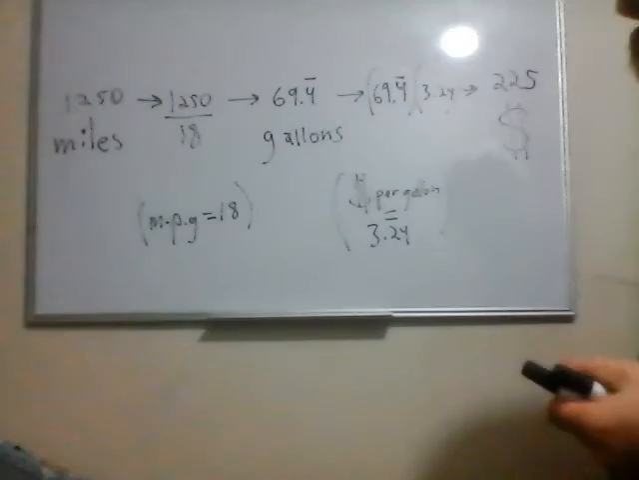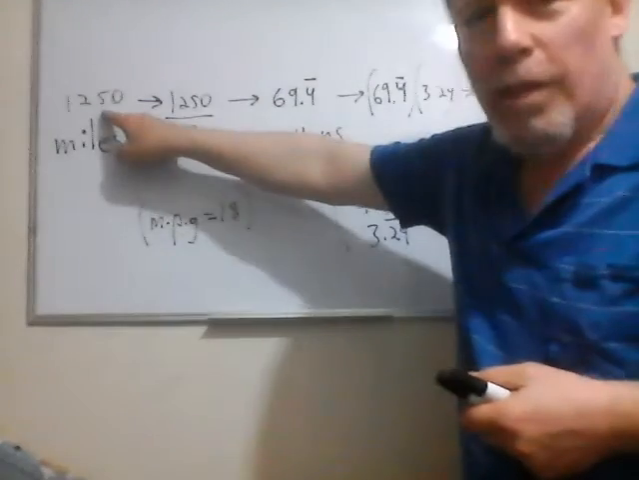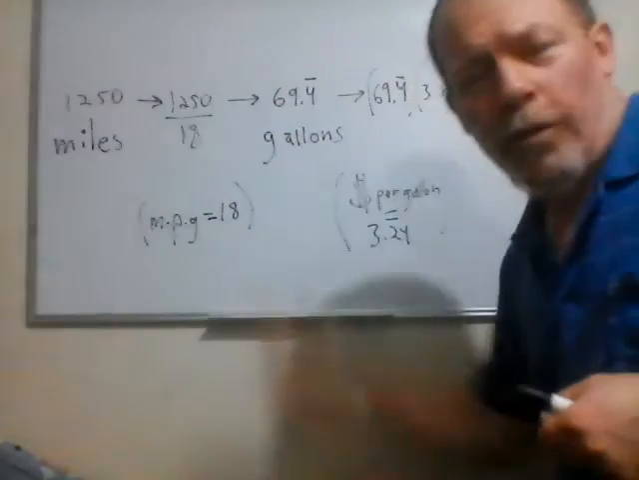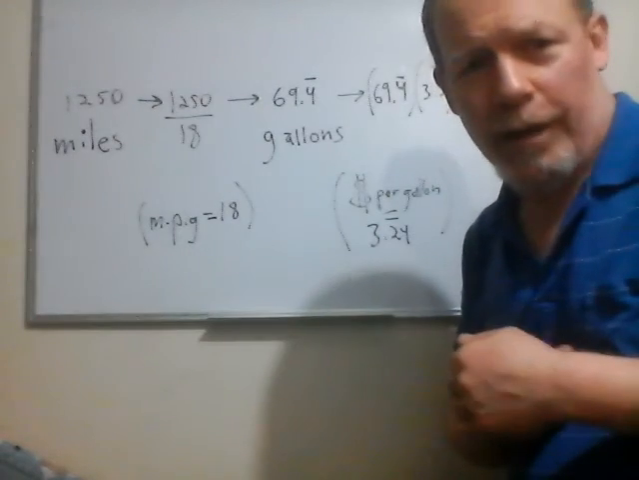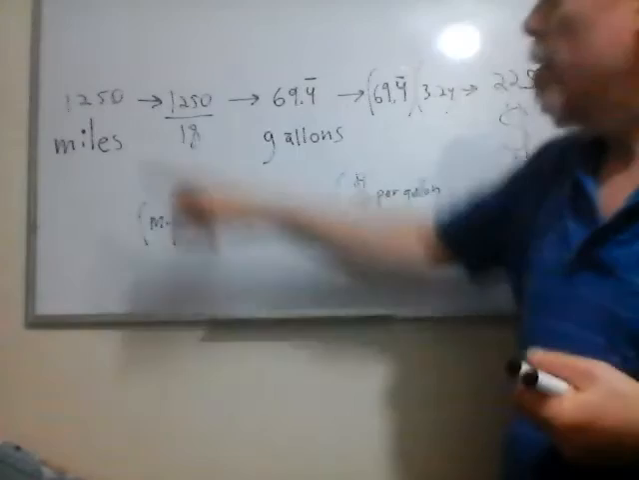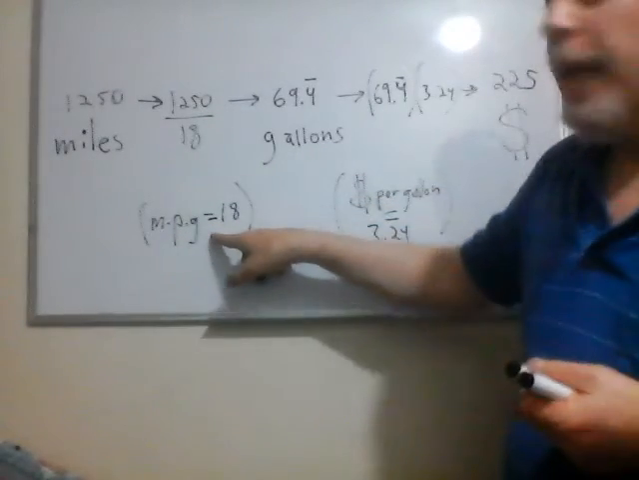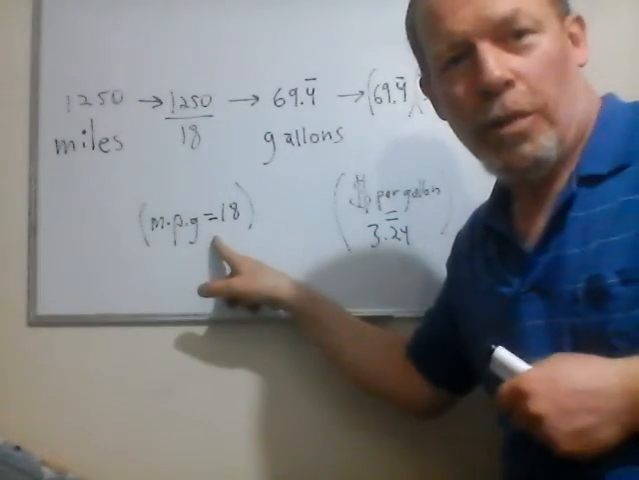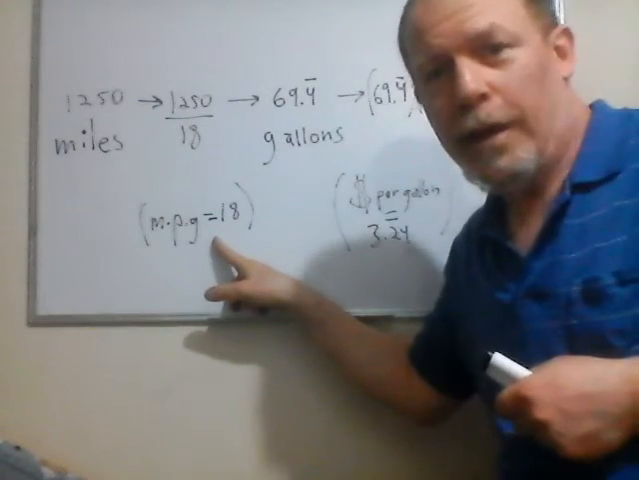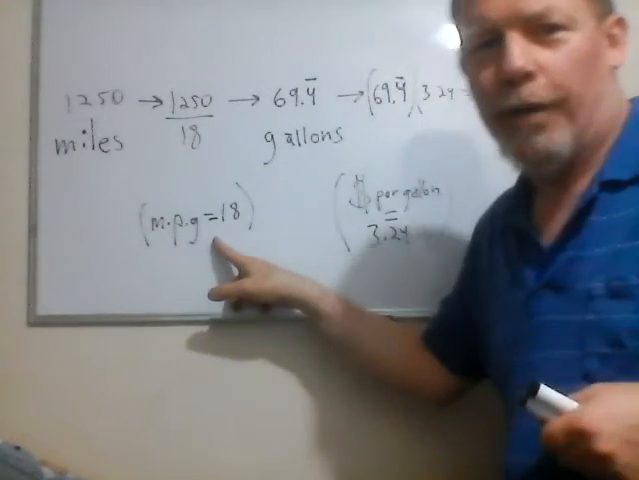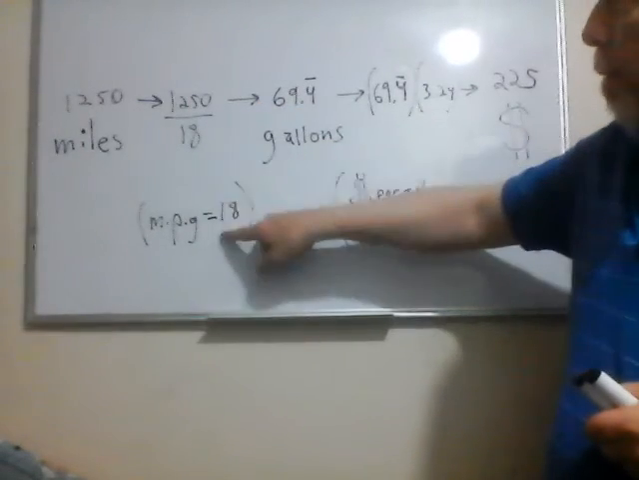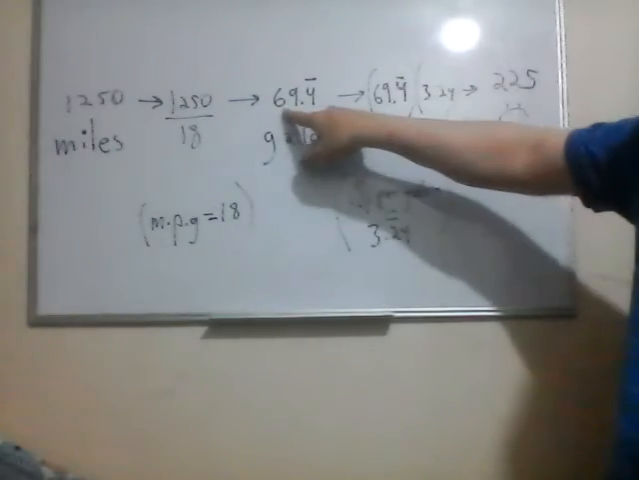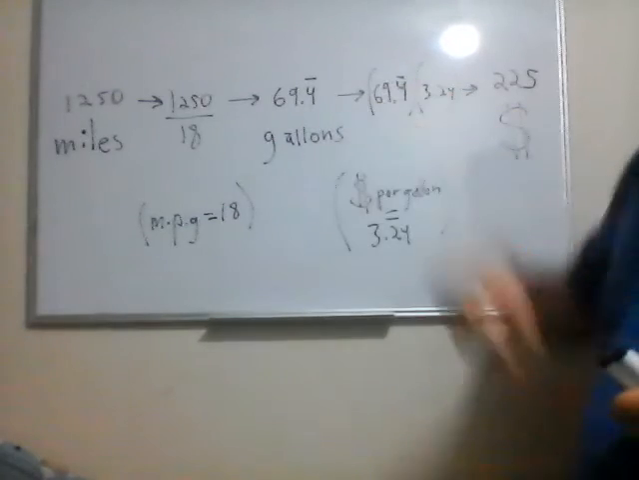Okay, what they gave you is this number of miles. What they want from you is some number of dollars. You basically have to go through gallons as a conversion. So 18 miles per gallon. Should you multiply or divide? You're going to divide. If you multiply, you're going to notice you're already way off. Okay. 1,250 miles divided by 18 miles per gallon gives you 69.4 repeating gallons.